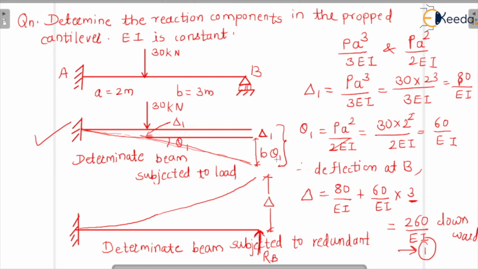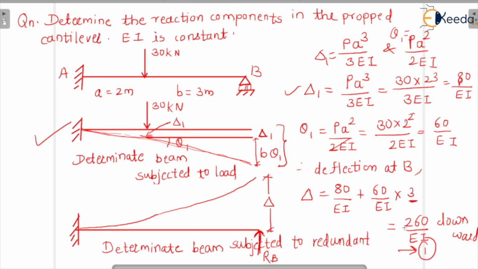We already have this. Delta 1 is nothing but PL cube by 3EI, and for the rotation theta 1 you have to remember this formula: it is P a square by 2EI. These formulas you have to remember. Once you know them, we get the total deflection, which we have calculated.